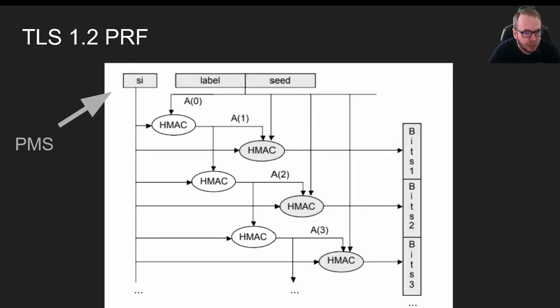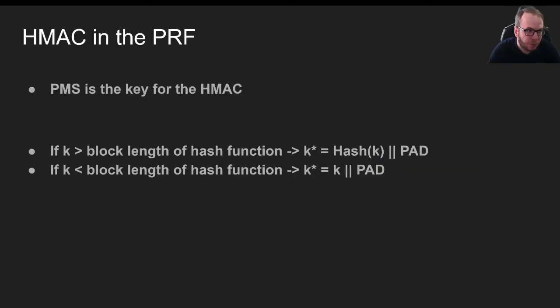But how does this pseudo-random function based on HMAC work? The PMS is entered into HMAC, and the HMAC is computed over the label and the seed and so on. The pre-master secret is actually the key which is used in the HMAC. So how does this look? If the key is greater than the block length of a hash function, then the key has to be hashed before it is used in the HMAC, and it's then padded. If it's smaller, then you just pad the key. And if it's exactly the same size, then you can use the key right away.